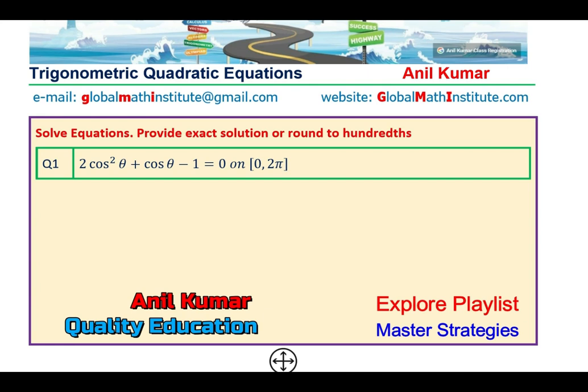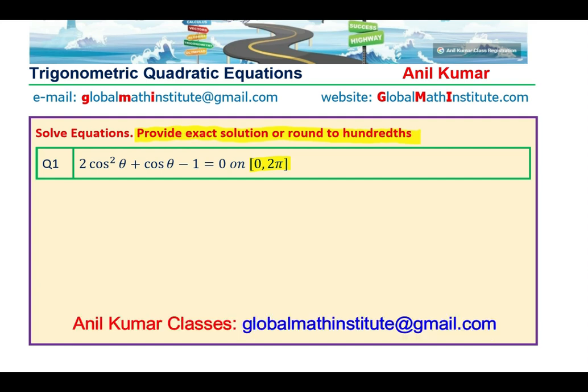In these problems, we need to solve and provide the exact solution or round to hundredths. Since the domain of the solution is from 0 to 2 pi, you should use the calculator with radians as the setting. Question number 1 is 2 cos square theta plus cos theta minus 1 equals 0.